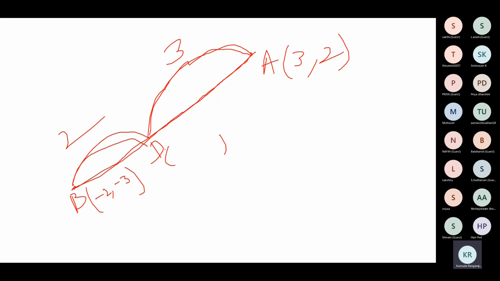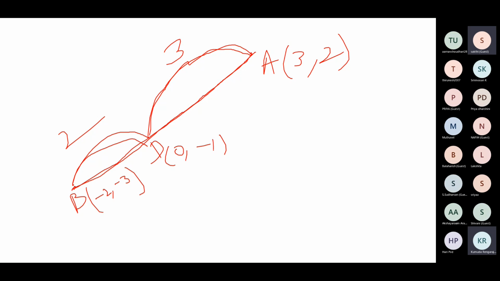Shakti, please check your calculation. I got a different answer earlier from Shakti. Yes, ma'am. Please check your calculation, Shakti. B to A is 2:3, so BD is 2 parts, DA is 3 parts.